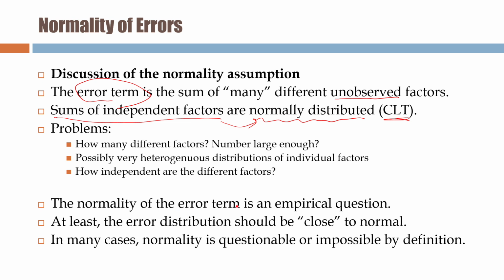So normality of the error term is an empirical question. It should be close to the normal, right? Maybe not exactly the normal. But in many cases, normality is questionable or impossible by definition. So this is kind of the problem. However, we will assume this normal distribution of the error term, and then we can talk about the inference of my regression model.